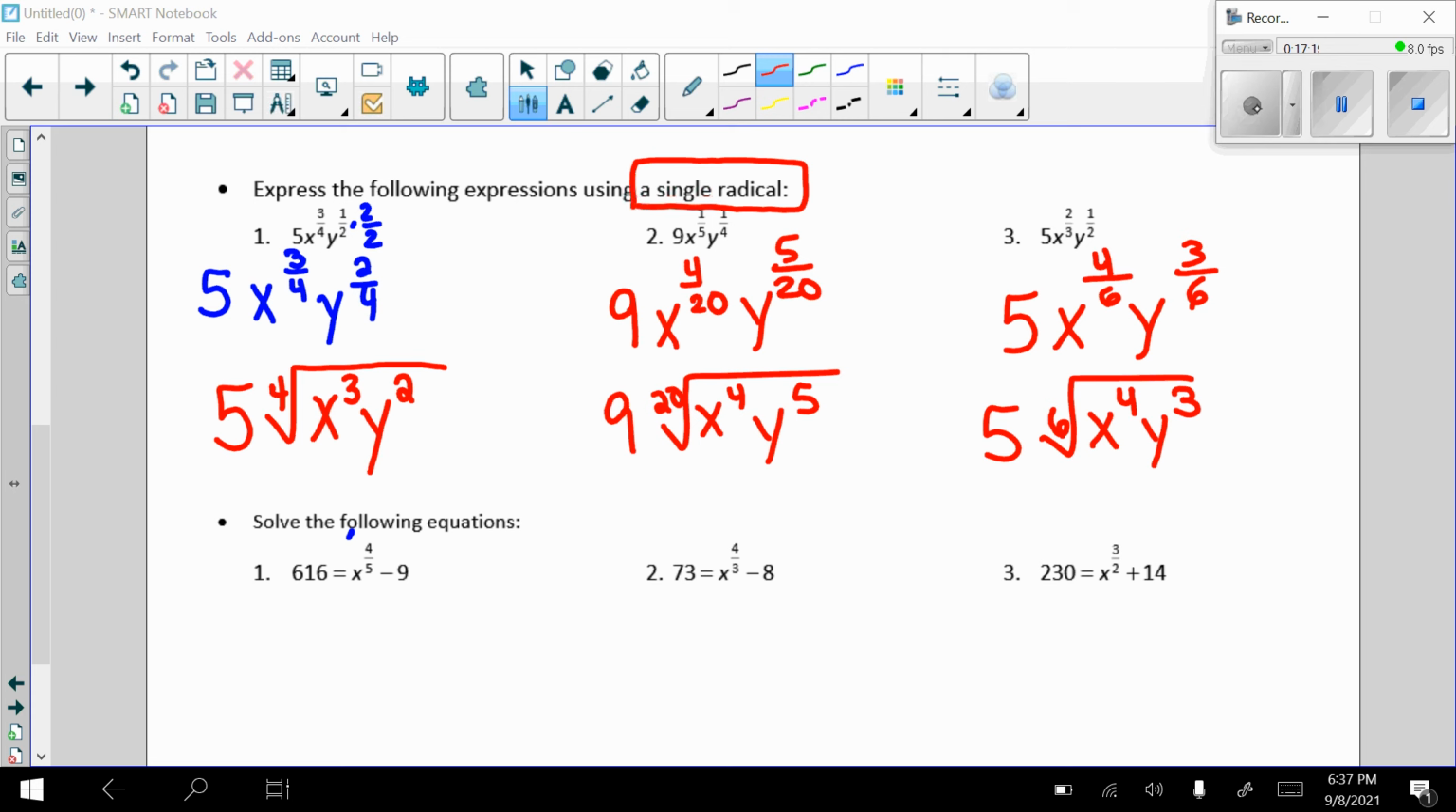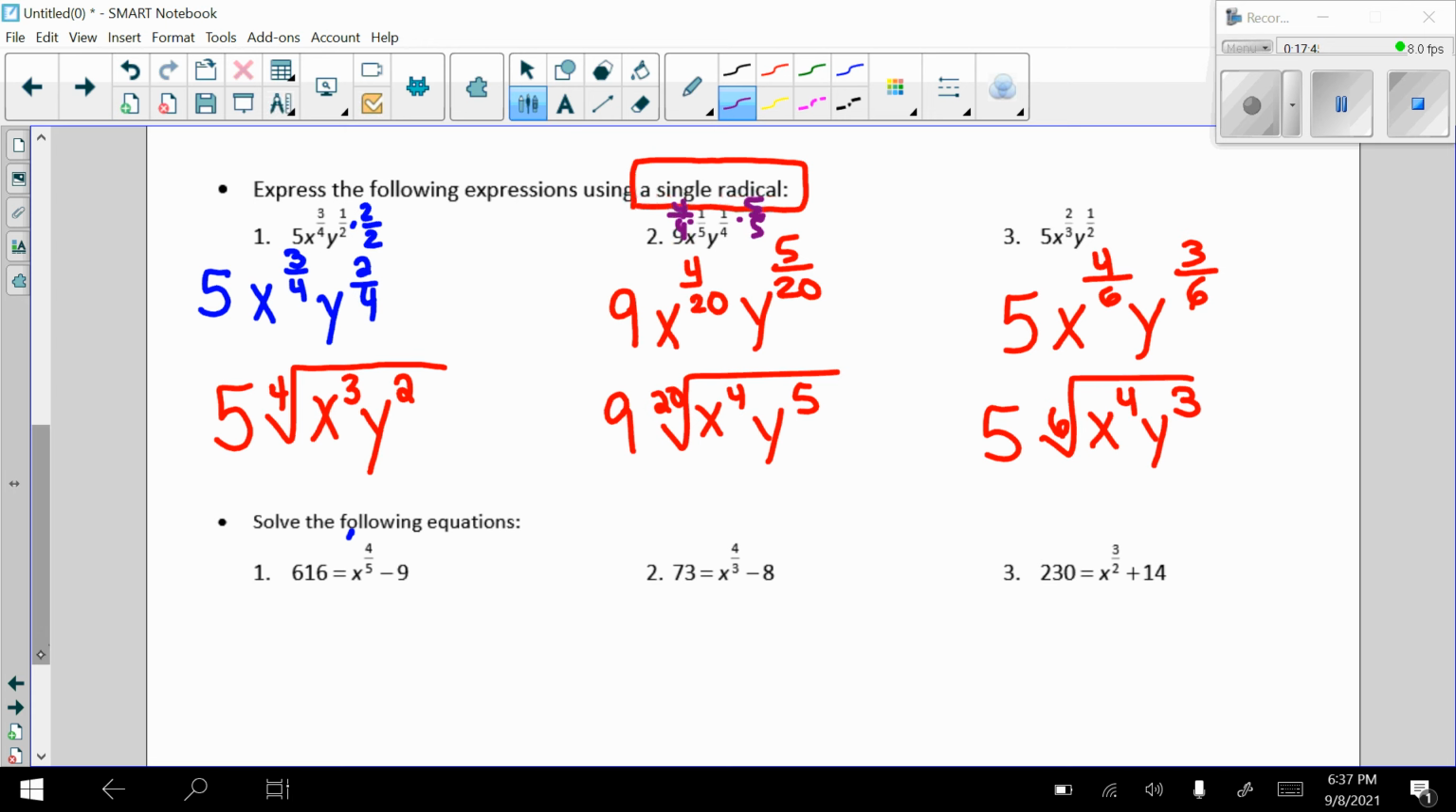Okay, check your answers. Let's see how you did. Least common denominator here, 5 and 4 would be 20. So I multiplied the x, I didn't write it out, but I multiplied it by 4 over 4, and I multiplied the y by 5 over 5. Okay, so check 2 and 3. And then we're going to take a look at these equations at the bottom of the page.